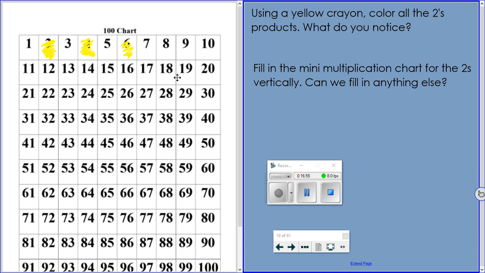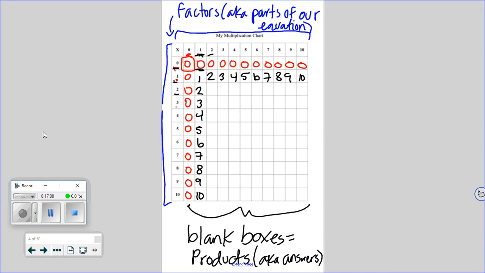Once you have finished coloring in all the products of 2, I want you to turn to our mini multiplication chart because we're going to fill in our 2s. Alright, looking at our mini multiplication chart. Put your crayons down if you're not done coloring. It's alright. Join us now. Mason, join us now. Billy, join us now.